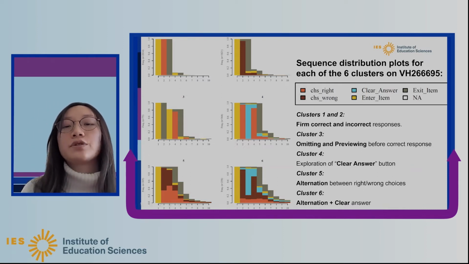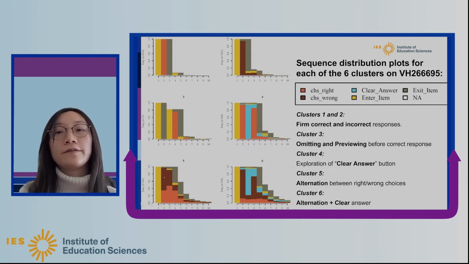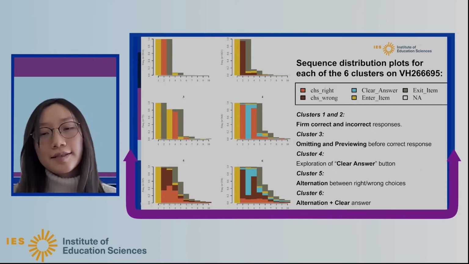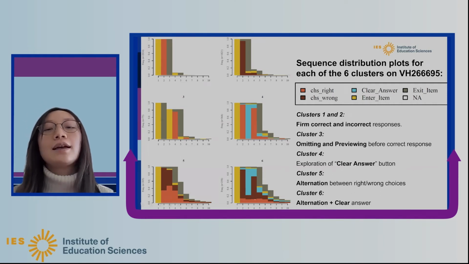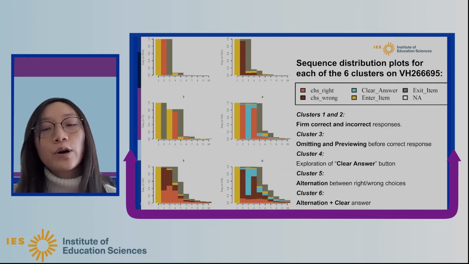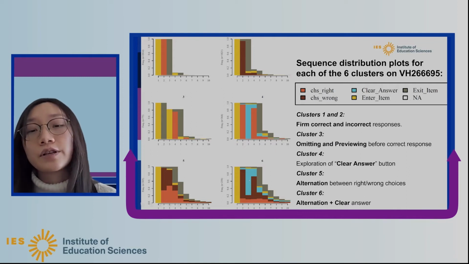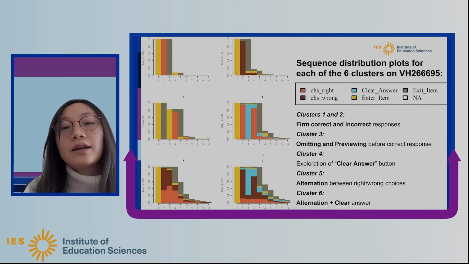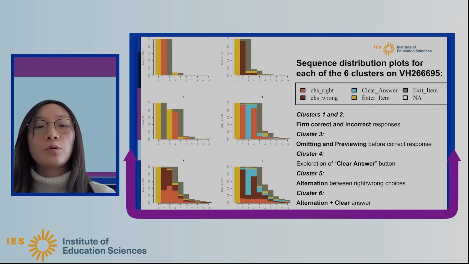Cluster 5 are individuals who alternated between right and wrong choices. As we can see, there's a blend of correct and incorrect choices in their action sequences. In cluster 6, we have people who alternate between correct and incorrect choices, and they also use the clear answer button. We can see that for clusters 4 and 6, although both of them use clear answer, the functionality might be a little bit different. People in cluster 4 might be playing with the button to see what it does, and people in cluster 6 might be resetting the question because they're not sure and want to start over.